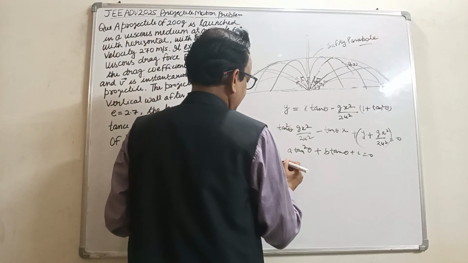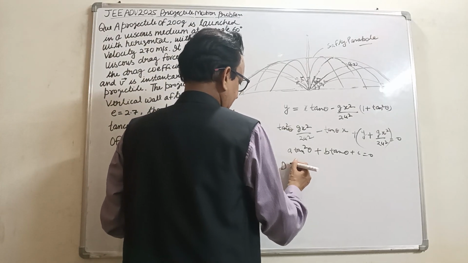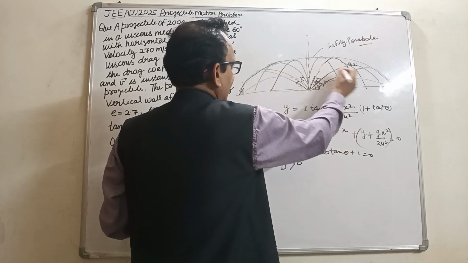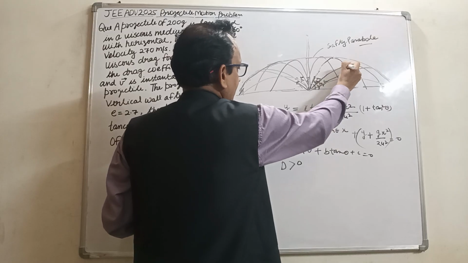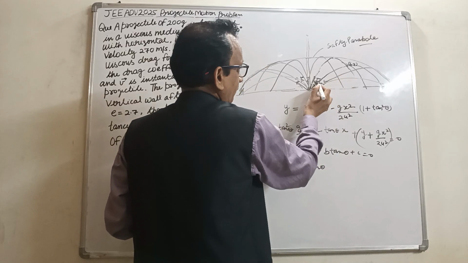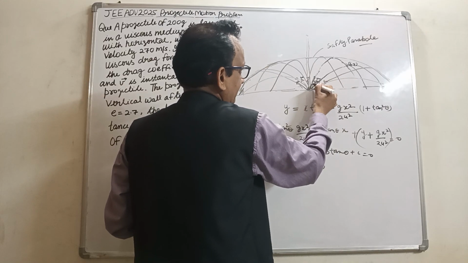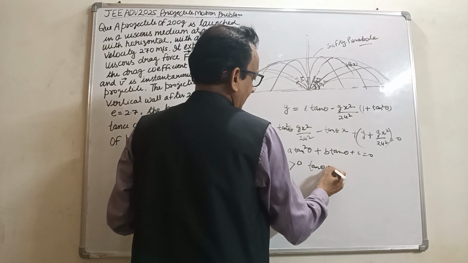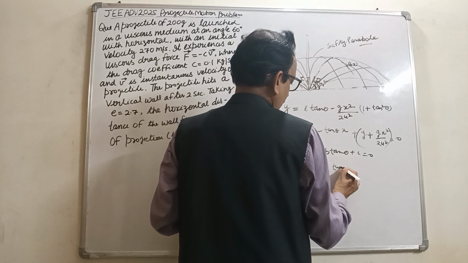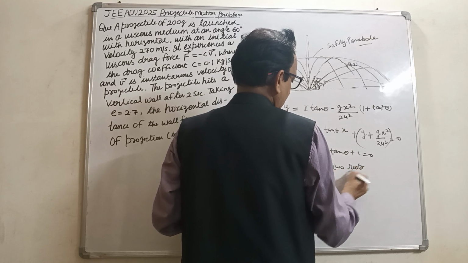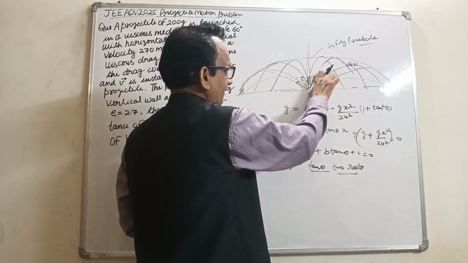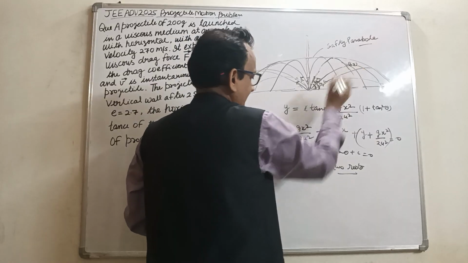So if the discriminant is greater than 0, then these points lie in between here. So tan theta has two values, theta 1 and theta 2, tan theta having two roots, real and unequal values. The theta 1 is different and theta 2 is different for this point.